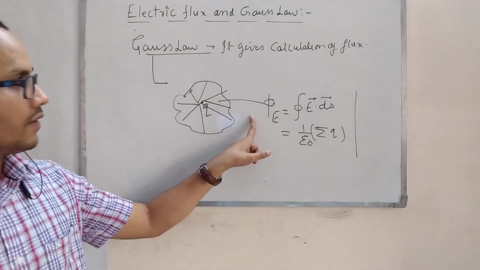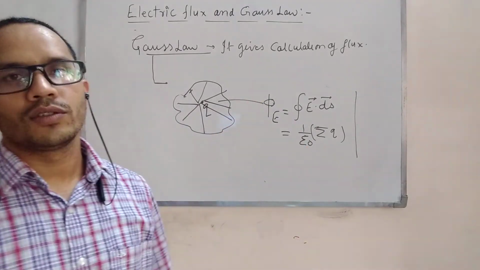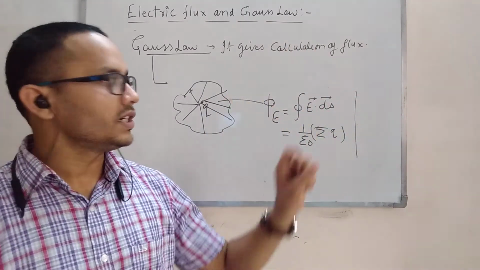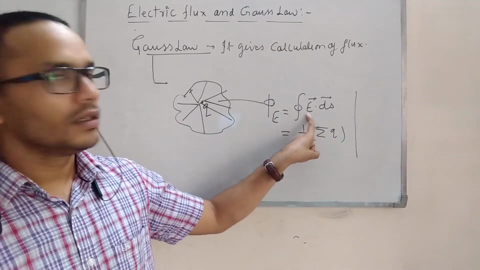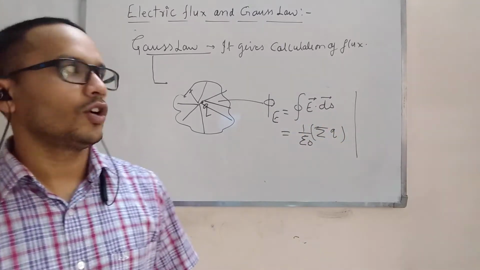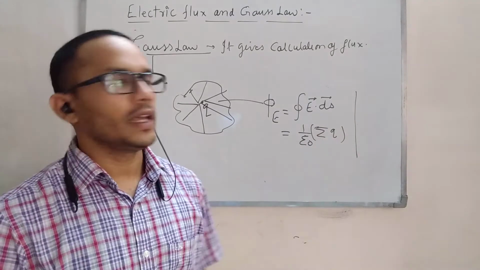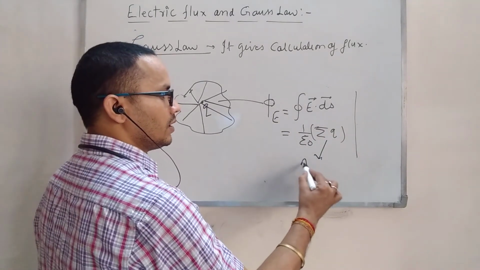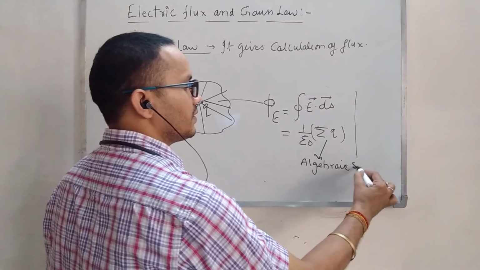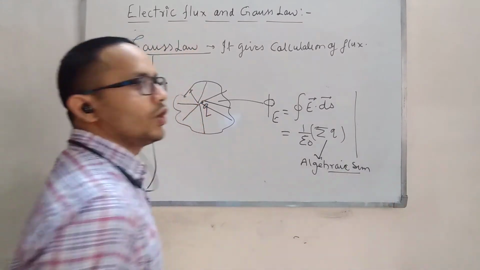Okay, electric flux or number of electric lines of forces passing through any surface is equal to surface integral of the electric field or area vector, and which is equal to 1 by epsilon naught times of sigma q. Sigma means algebraic sum. What is the meaning of algebraic sum? You will add up according to their sign.